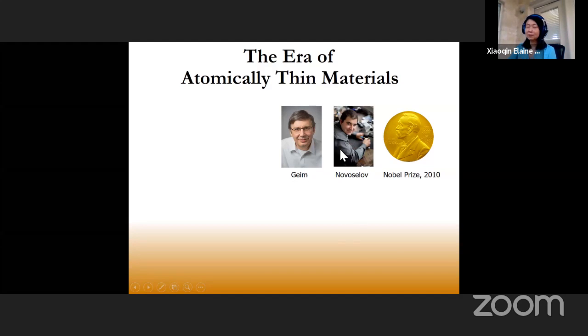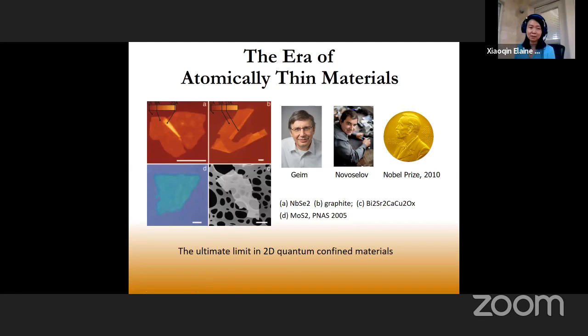For a large part, thanks to these two gentlemen, who figured out how you can create an atomically thin material by simply using Scotch tape. In their seminal paper published in 2005, they demonstrated you can exploit a large variety of materials. Everybody has heard of graphene.